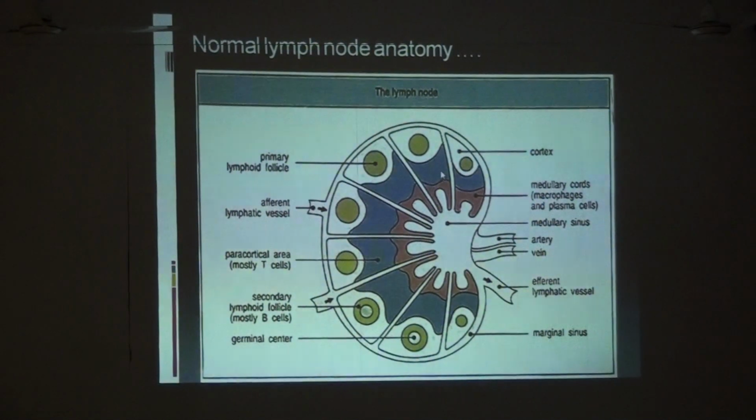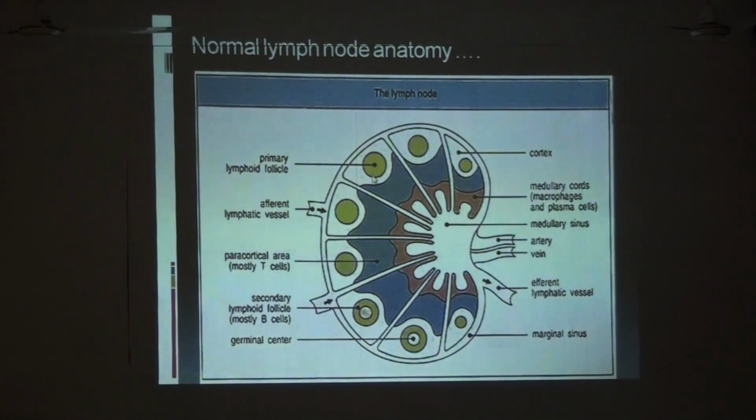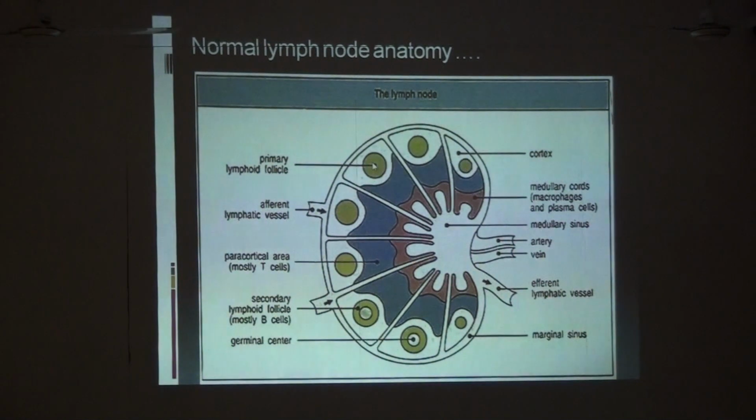Cortical areas, these paracortical areas. The cortical area contains the follicles. These are primary follicles. Normally they are not seen unless they have transformed into secondary follicles by the presence of an infection or antigen, foreign material.